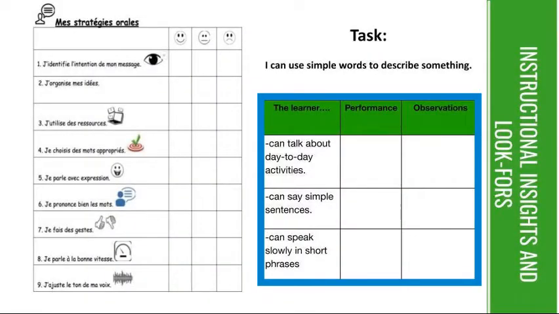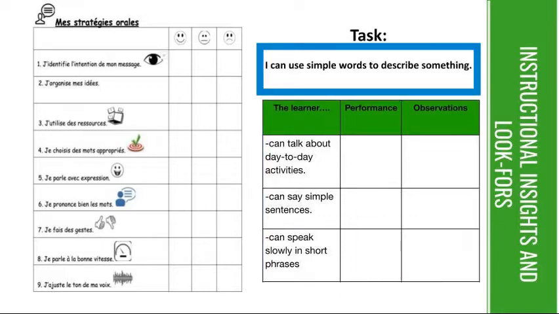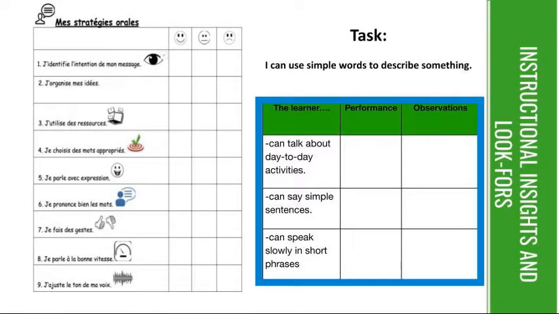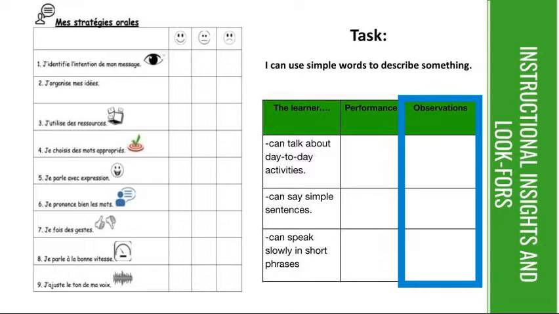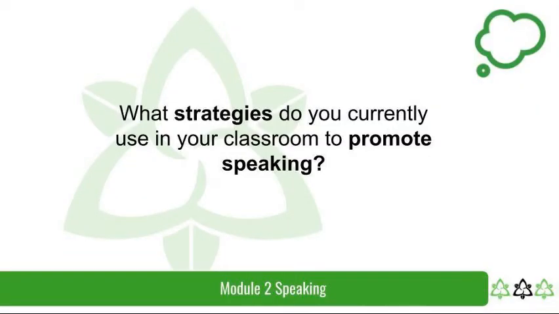The chart on the right highlights a task for which learners are responsible. For example, I can use simple words to describe something. During an assessment, the educator will be looking at the criteria to see how well the learner can meet the purpose of the task. For example, can the learner talk about day to day activities or say simple sentences? The performance and observation columns of the table allow the educator to record their observations, next steps, and areas where the learner did well. These columns can also be used by the learner as a chance to reflect on their own learning. At this time, you may wish to pause the video to consider this question.